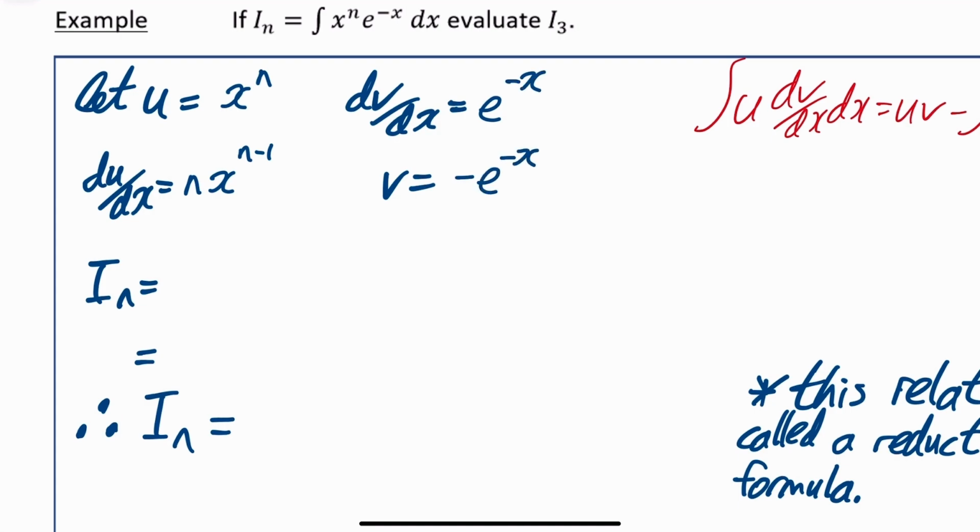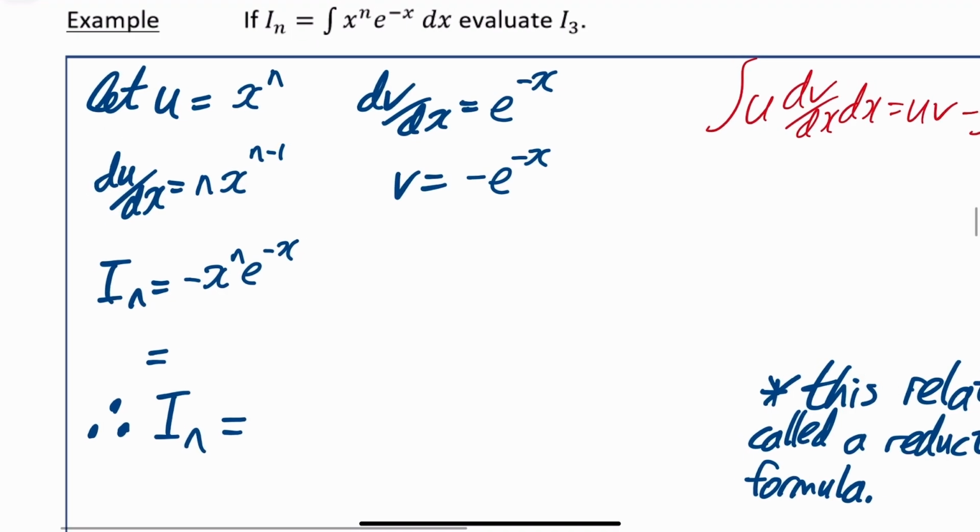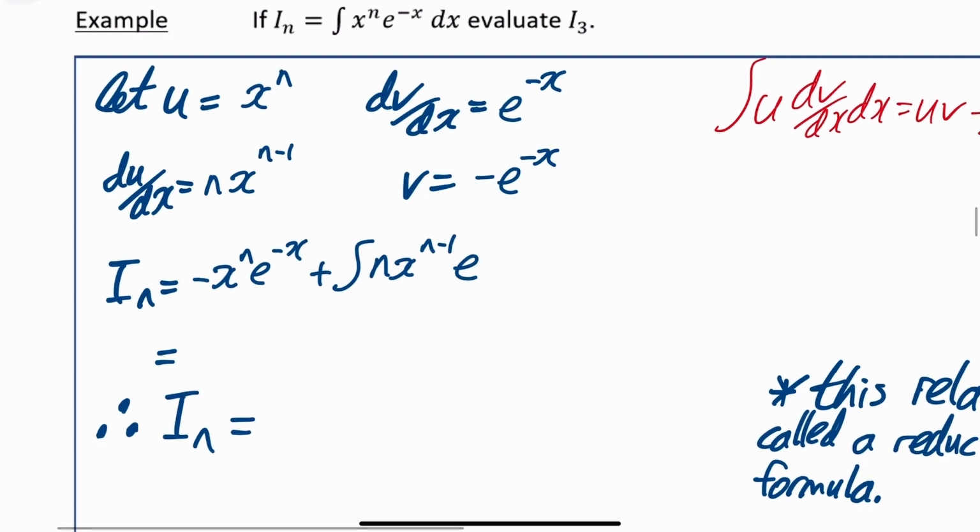And then your dv by dx is e to the minus x, which means v is minus e to the minus x. Your I_n then is equal to, this is your uv, so minus x to the n e to the minus x, and then minus the integral of v du, but it's minus minus because the v is minus, so it becomes plus the integral of n x to the n minus 1 e to the minus x.